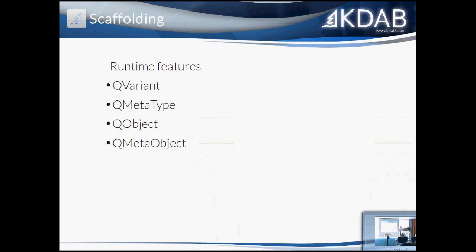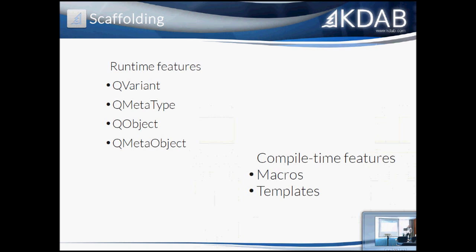There's also compile time features which enable all of the runtime type checks and the introspection. That's based on normal C++ macros and templates. We'll be looking at some of the implementations, how they work and why they work. And then there's a third mystery part. We'll come back to that later.